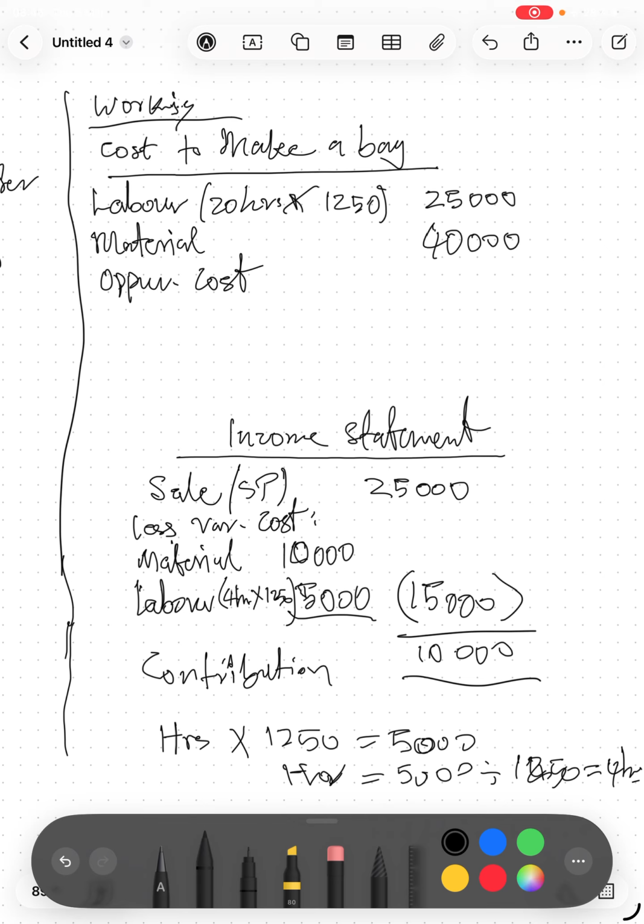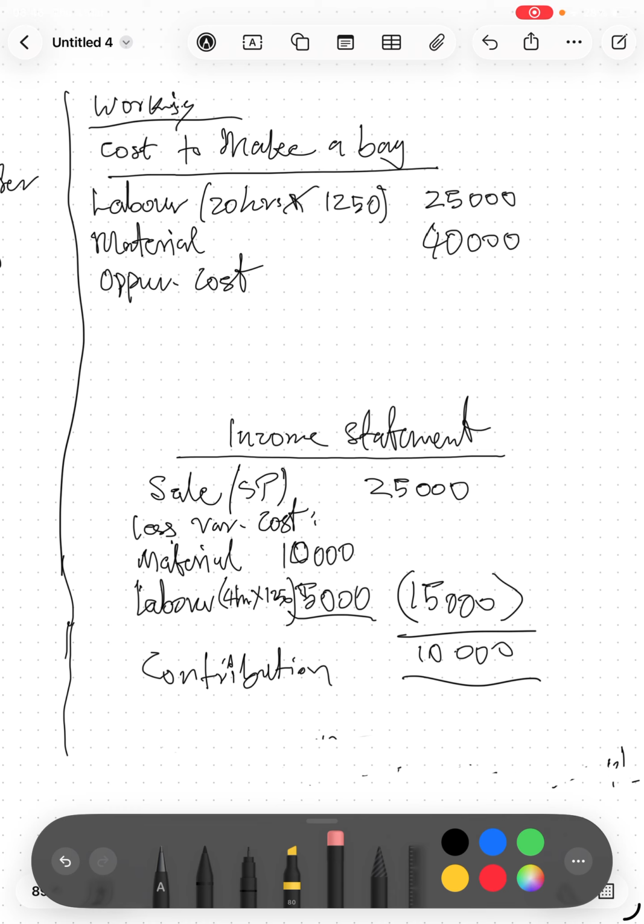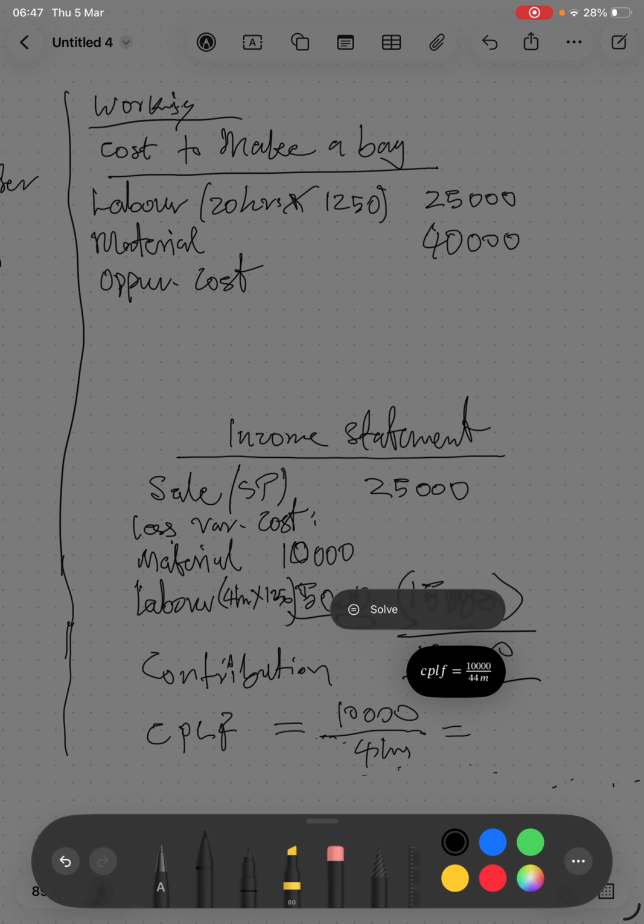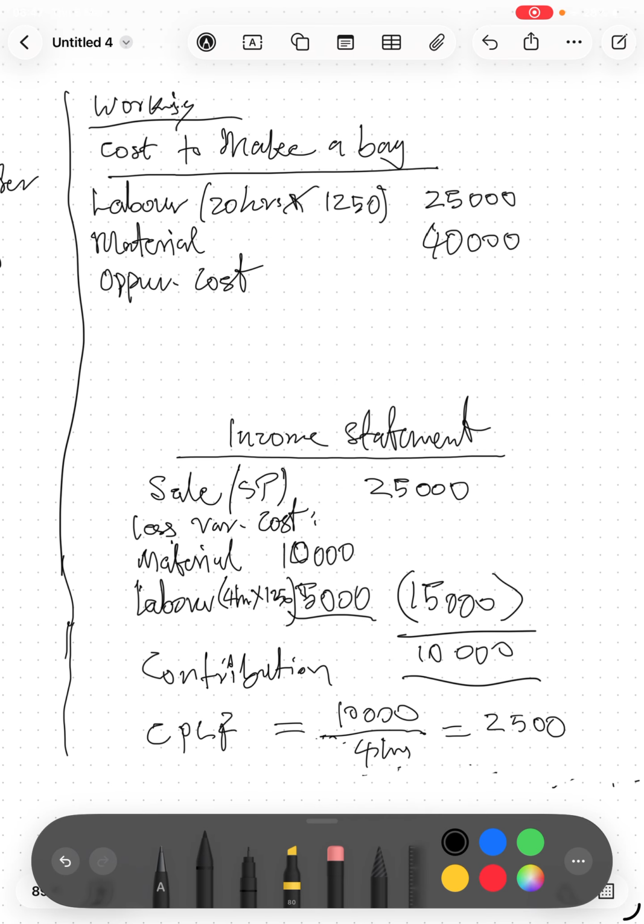So what it means is that contribution per limiting factor, which is contribution per labor hours, or by limiting factor, which is hours, will be 10,000, which is the contribution, divided by limiting factor. Limiting factor here is labor hours. Labor hours here is 4 hours used. So how much is contribution to each hour? Divide this by 4. We have 2,500. So it means each hour of labor is generating 2,500 naira for the company.